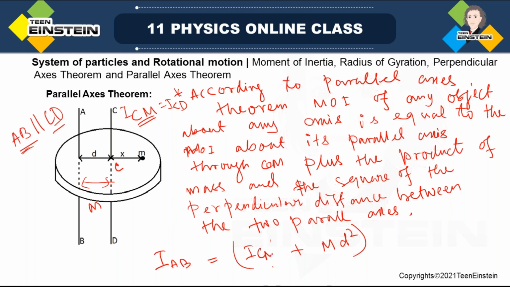So the moment of inertia of any object about any axis which is parallel to the axis passing through the center of mass is given by the moment of inertia of the object about an axis passing through its center of mass, plus the product of the mass and the square of the distance between these two parallel axes.